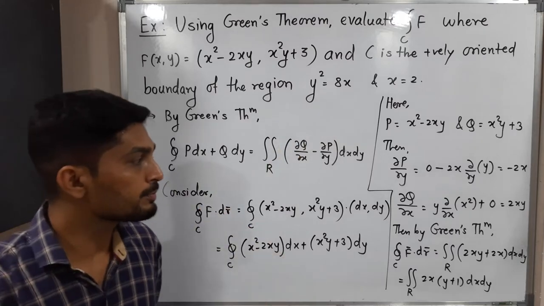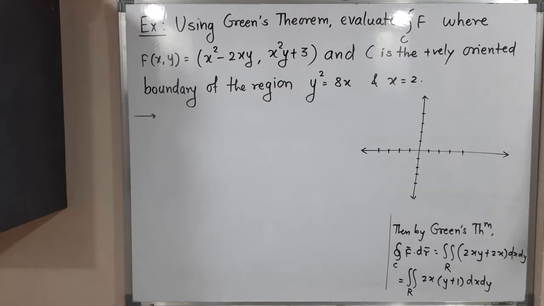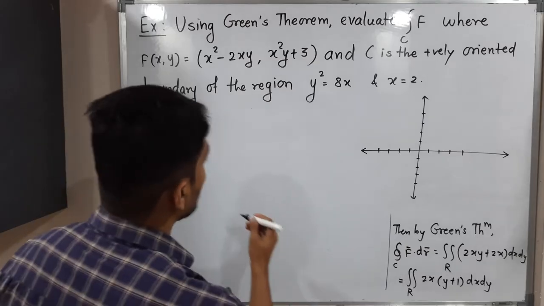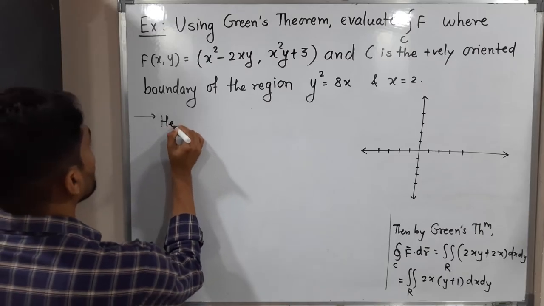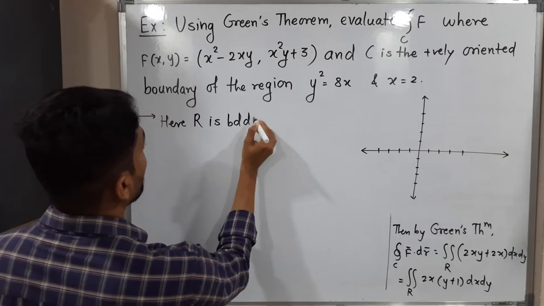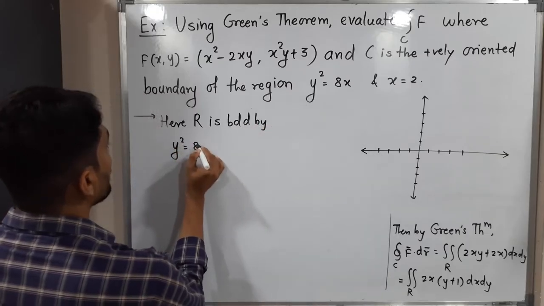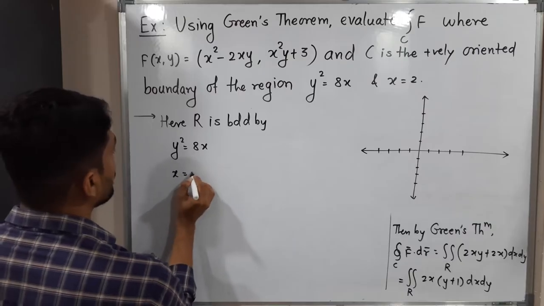But see, there is no more space to write. So make a screenshot of it first, then I will go further. So they have mentioned here region R is bounded by, let me write here. So here R is bounded by, what have they mentioned? y square is equal to 8x and x is equal to 2.